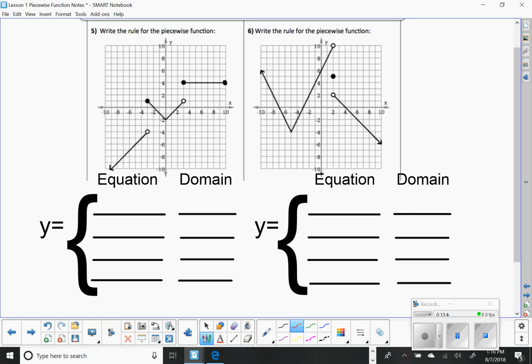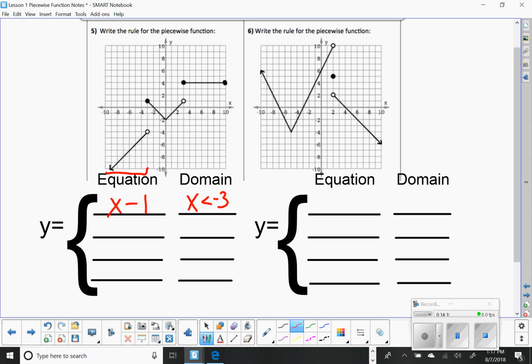So over here, I'm going to look at each piece first. So I'm going to look at this piece. This piece is going forever to the left, and it's less than -3. So x is less than -3. Now I have to write the equation of the line. Well, this line has a slope of 1, so it's x, and it's going to keep going and cross at -1.